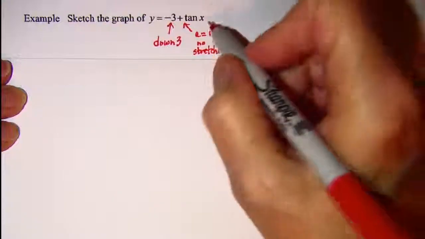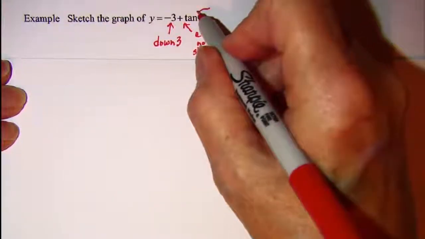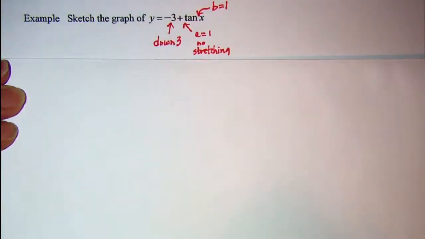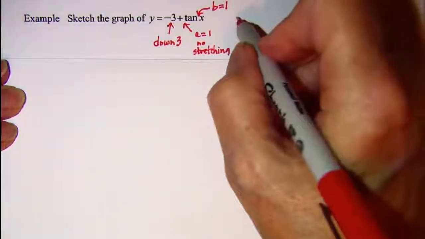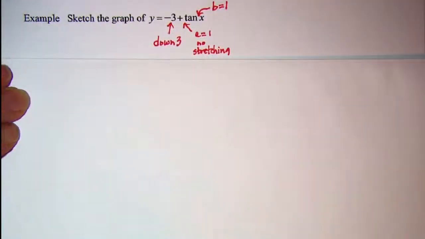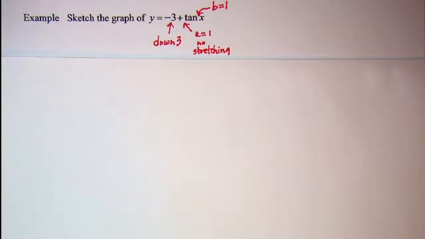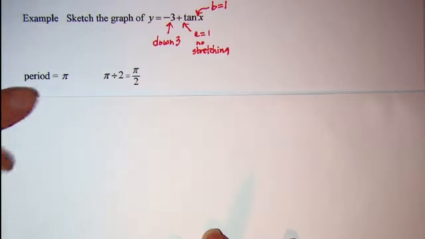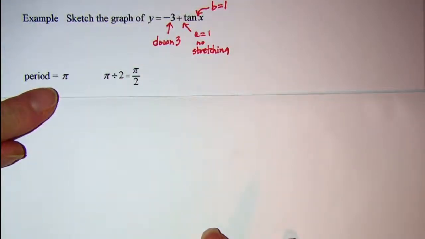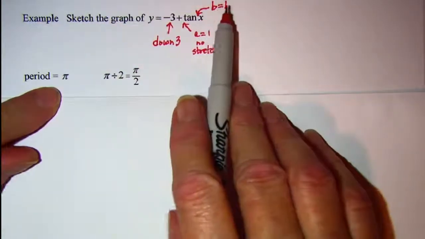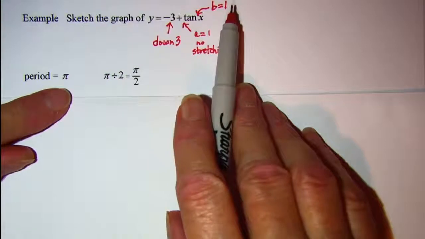And we see that b is 1. Our period will be pi over 1, or pi. And we see that we have no number added back here onto the x, so there's no phase shift. So our period then, the formula is pi over b, and we said that b was 1, so our period will just be pi.